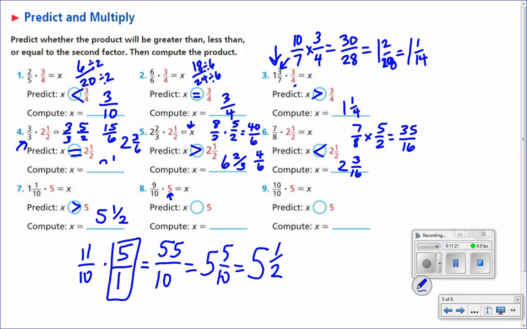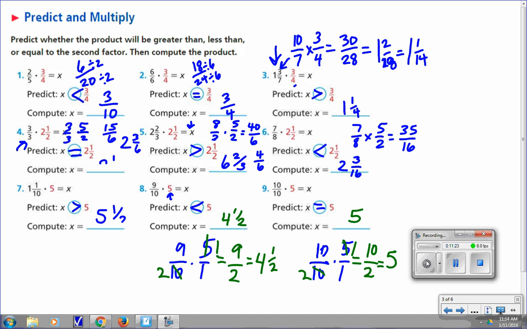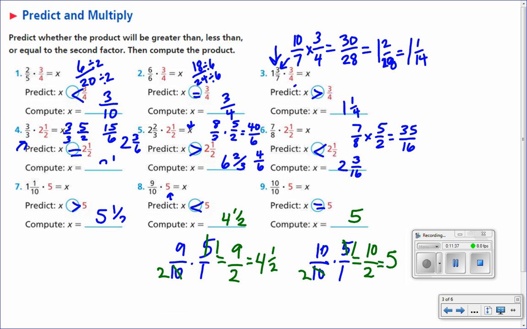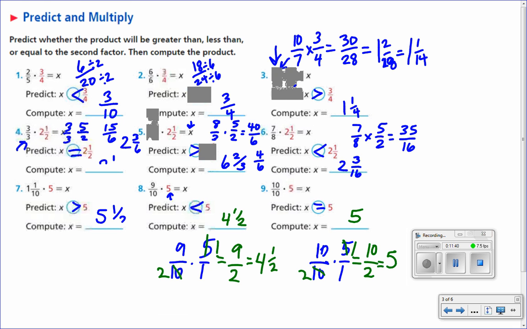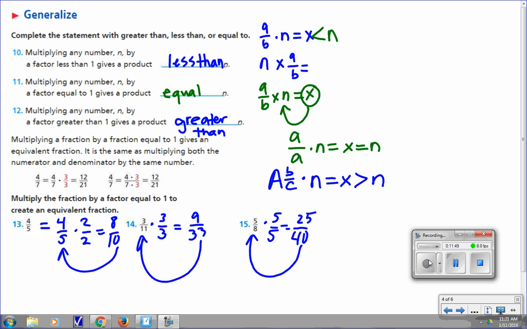Okay, so the whole point of this is being able to look at your factors and start to see the patterns, to start to see if it's a whole number, like number 7, if it's a mixed number like number 4, or if it's a fraction like number 1. Okay? So like I said, these 3 sentences need to kind of be in the back of your mind so that you can attack these word problems with more confidence.